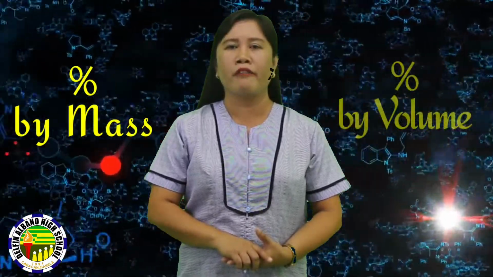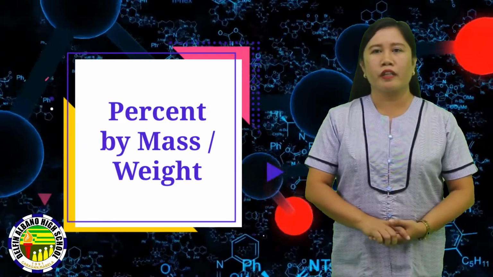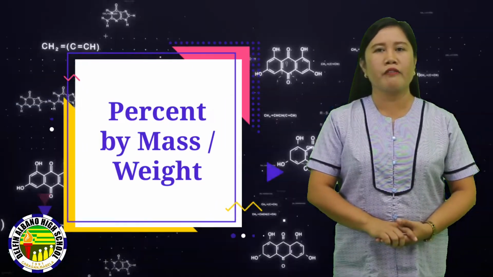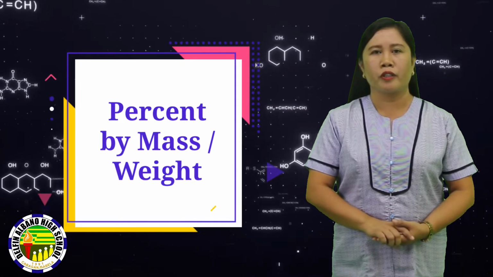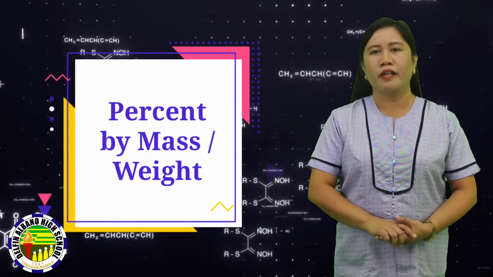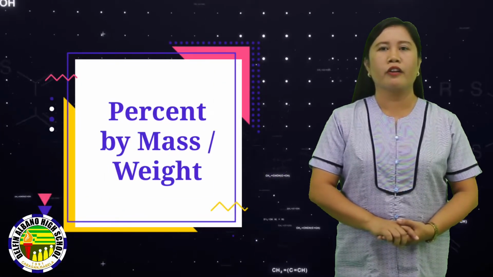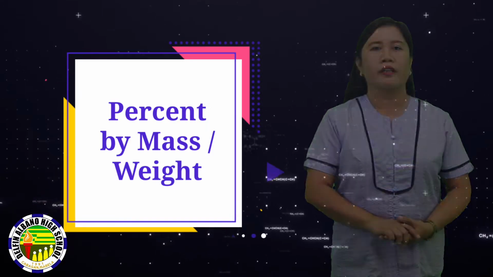Concentration of solutions can be expressed in percent by mass and percent by volume. Percent by mass, or percent by weight, is the amount of solute in a given mass of solution. The word percent means per 100. Thus, percent by mass means the mass of solute dissolved in every 100.